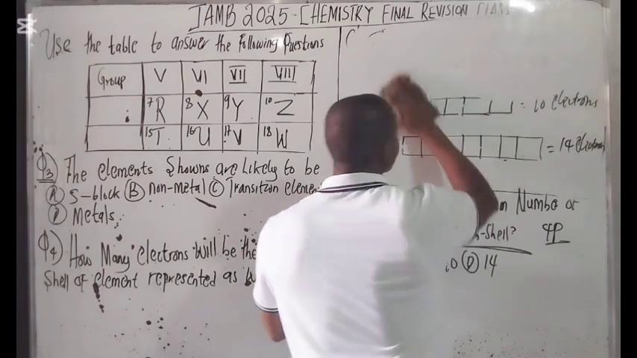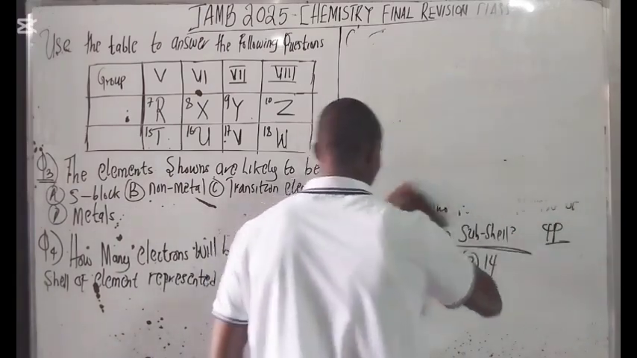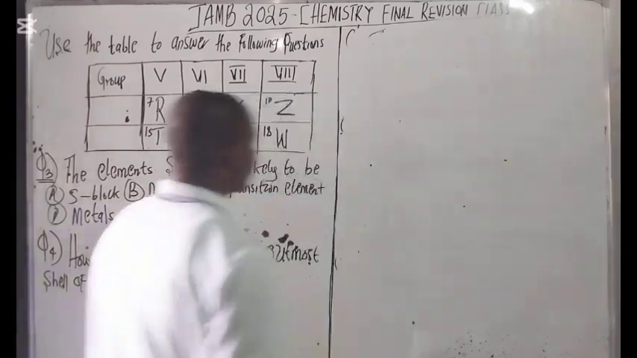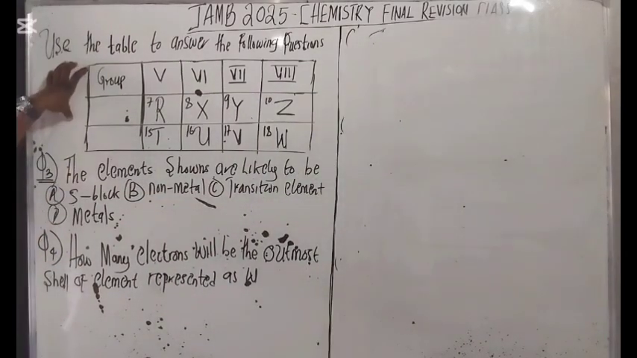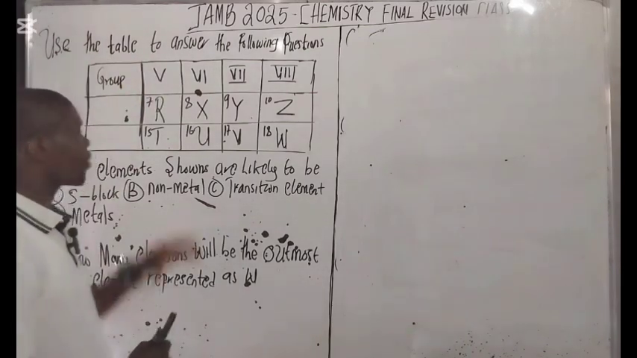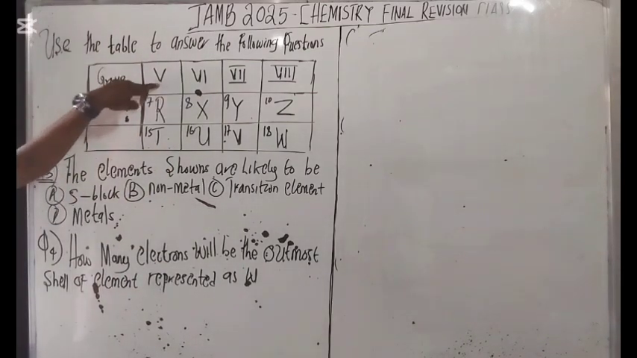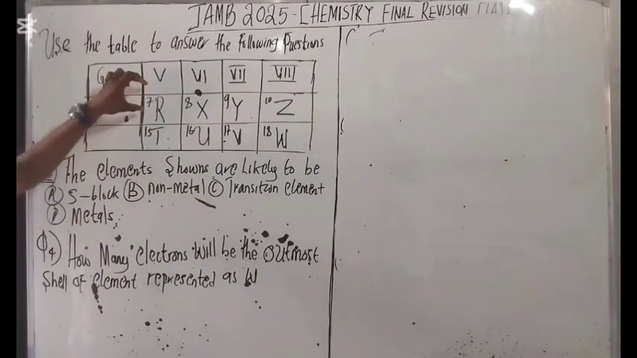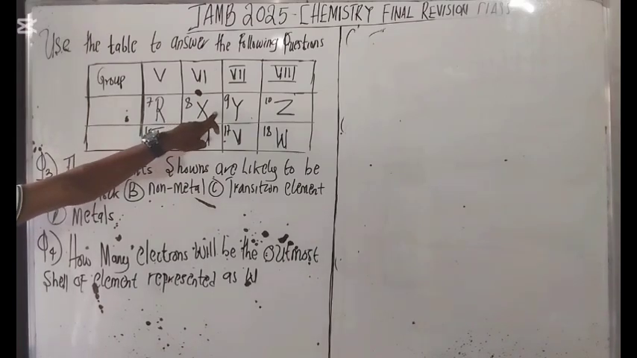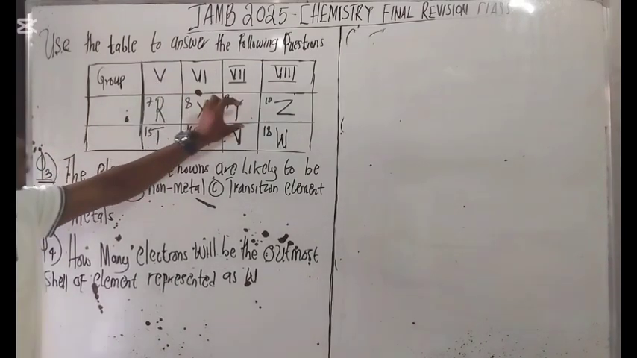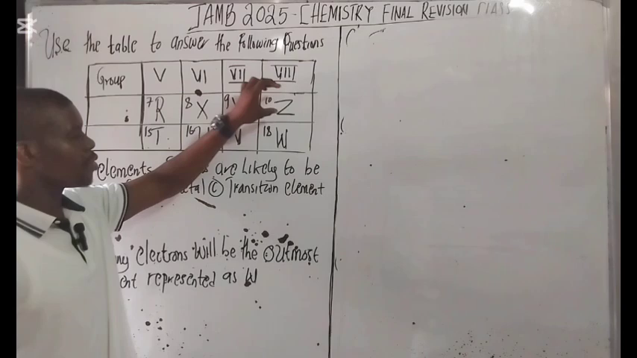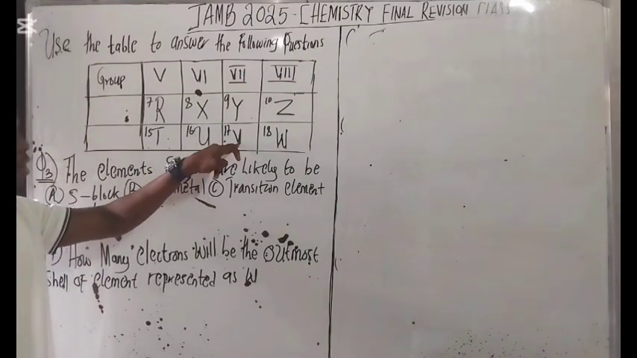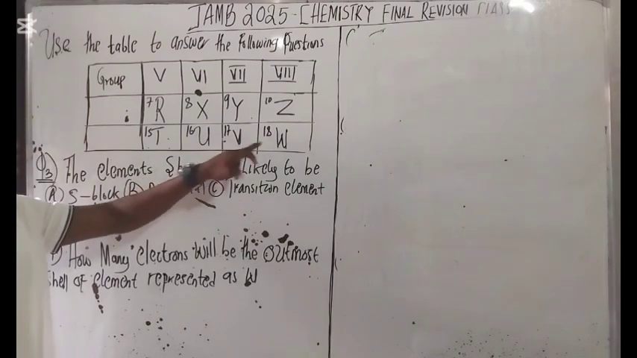Very important. If you look at question 3, use the table to answer the following question. In the table here we have group 5, group 6, group 7, and group 8, right? Element R, its atomic number is 7. Element S, the atomic number is 8. Element Y, the atomic number is 9. Element Z, the atomic number is 10. Element X is 15. Element Q is 16. Element V is 17.